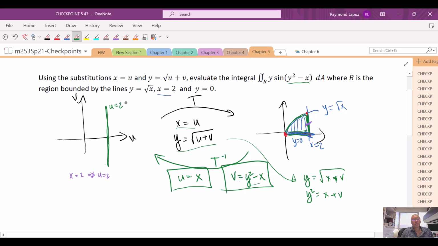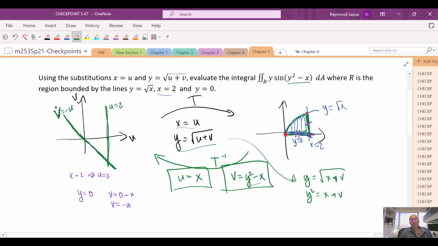Okay. The other one that I think might be easy is y is equal to 0. So let's take the y is equal to 0 line. When y is equal to 0, we have v is equal to 0 minus x, but x is equal to u, so v is equal to negative u. And that looks like it's just going to be a diagonal line. v is equal to negative u.